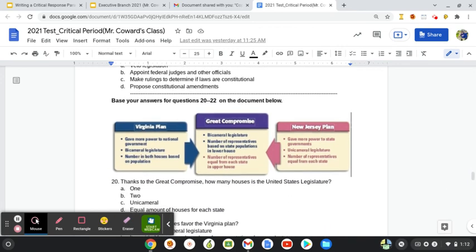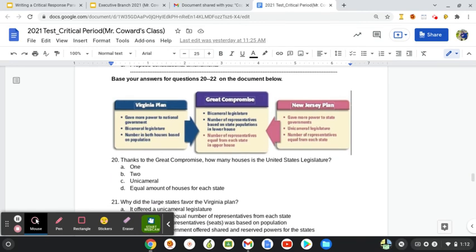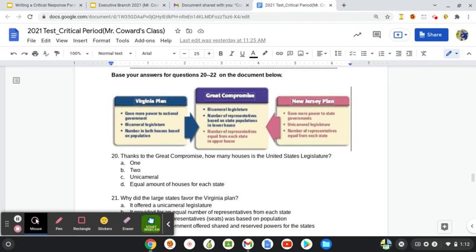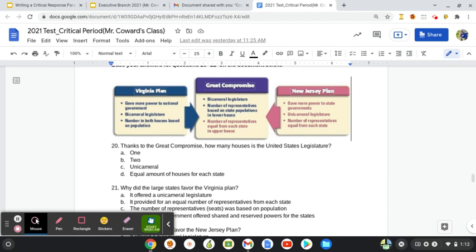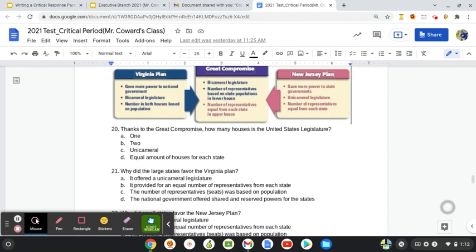Okay, 20 and 21 and 22 are based on this document. Okay, thanks to the Great Compromise, how many houses are there in the United States legislature? So how many houses are in Congress? Is it a 1, 2, unicameral, or equal amount of houses for each state? That's according to the Great Compromise.